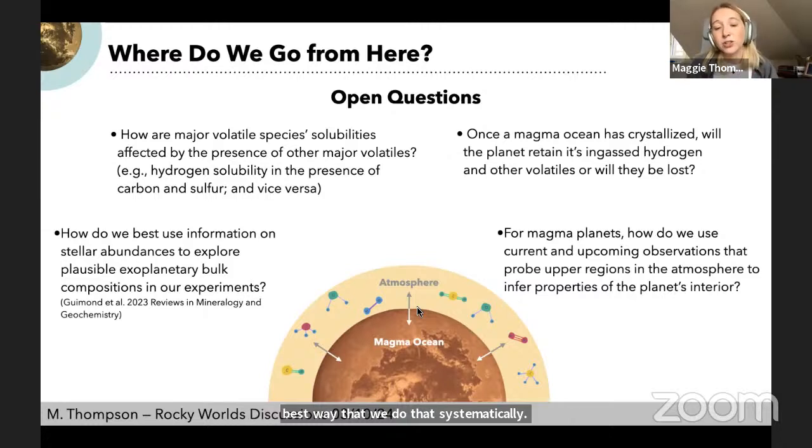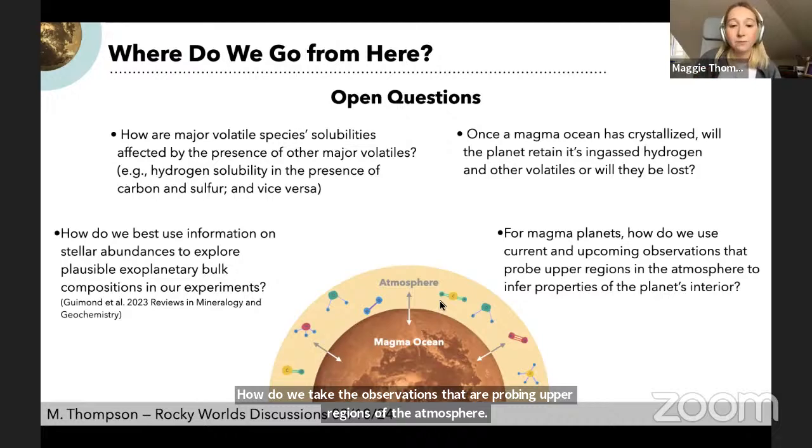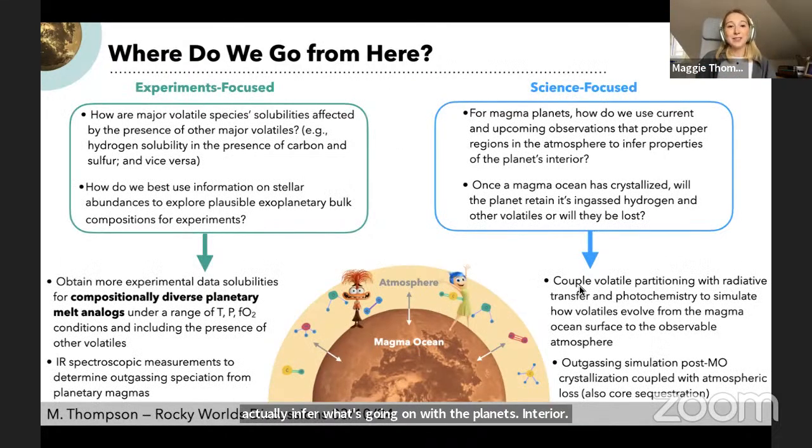And then my two sort of science questions are thinking about this ability for a planet to ingas some of its ingas hydrogen as a source for volatiles and even potentially water over time. Will the planet actually be able to retain that ingas material once its magma ocean has crystallized? And then, of course, lastly, for at least magma planets with observations, how do we take the observations that are probing upper regions of the atmosphere to actually infer what's going on with the planet's interior? So I have some thoughts on these. I will leave these up here and we can talk about it. And yes, happily take questions.